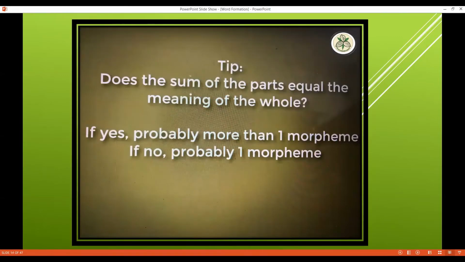Here is a tip. Anytime you are working on a word in a language and you're trying to determine how many morphemes are present in that word, ask yourself, does the sum of the parts equal the meaning of the whole? If yes, probably more than one morpheme is there. If no, probably just one morpheme is there.